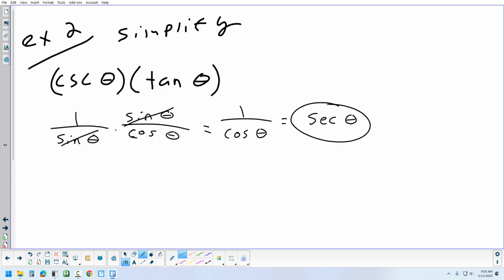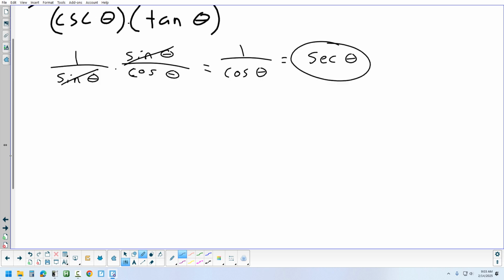So again, we took something that had 2 trig functions to start with, and it had a multiplication between them. And we condensed all of that down to 1 trig function, just secant. It does not always simplify down to 1 trig function. That doesn't always happen. But so far it did. Any question on that one? Okay.